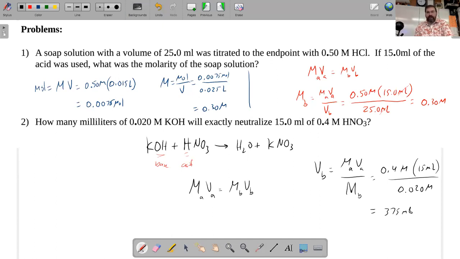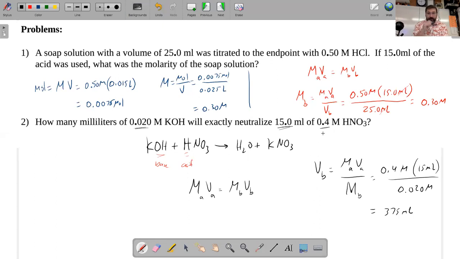The volumes are wildly different because the concentrations are much different. This concentration is 20 times greater than that concentration, and therefore this volume is 20 times greater than that volume. But in the end, the number of moles of potassium hydroxide and the number of moles of nitric acid are exactly the same.